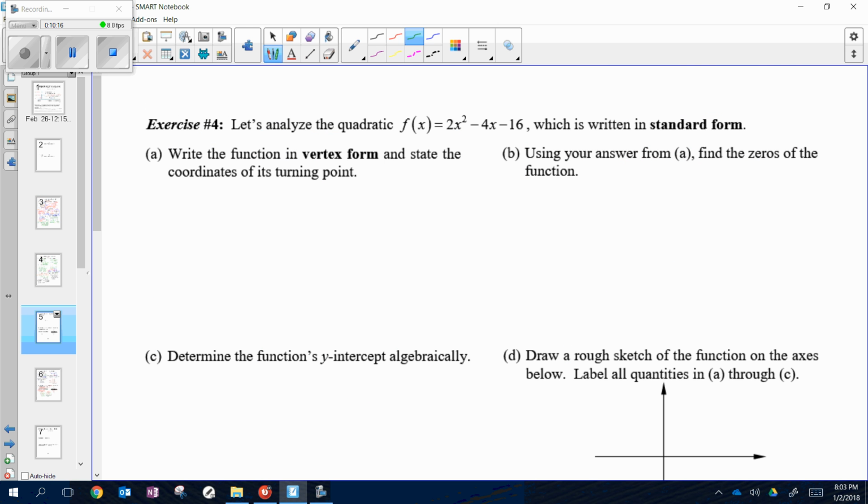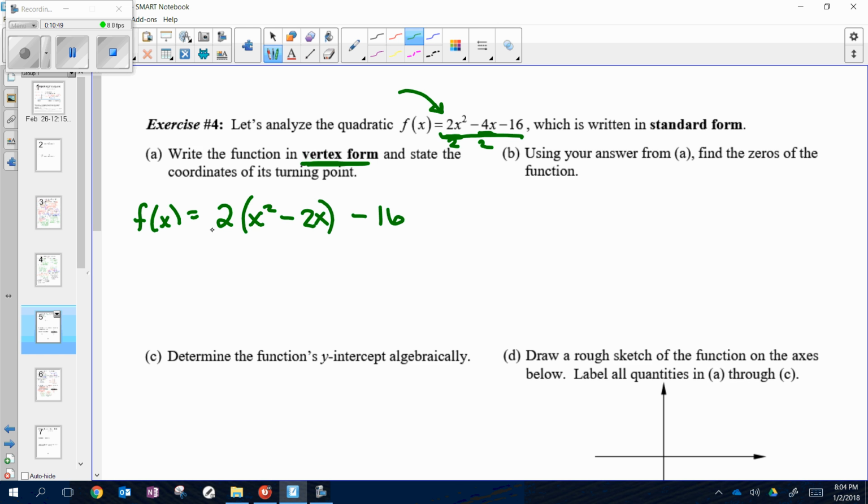Turn the page. All right, let's analyze this quadratic written in standard form. If you notice, this one has a 2 in front. That makes everything more difficult. So to change this into vertex form, I'm going to start with f of x equals, taking out the 2 from the first two pieces. So I'm taking the 2 out of these two pieces, x squared minus 2x. In other words, I divided those first two pieces by 2, and I still have my minus 16 right here. Remember, just ignore the 16 for a second.